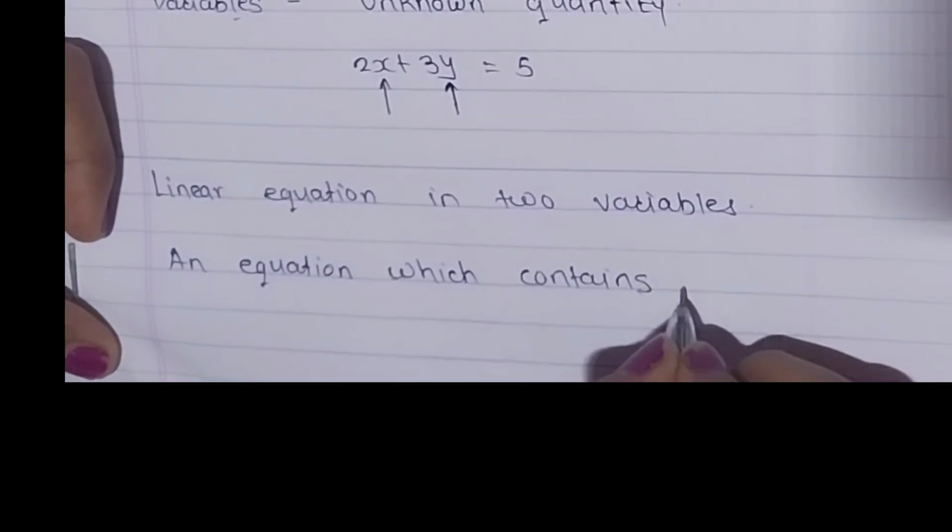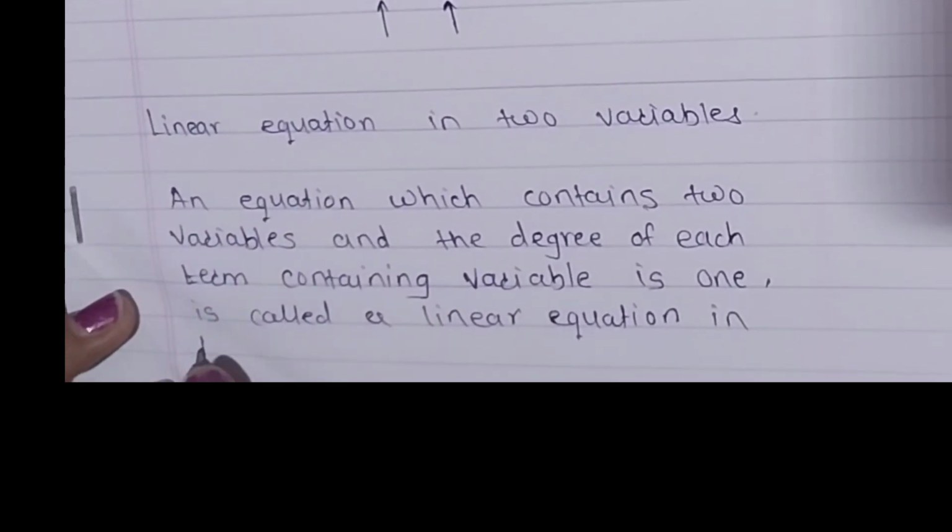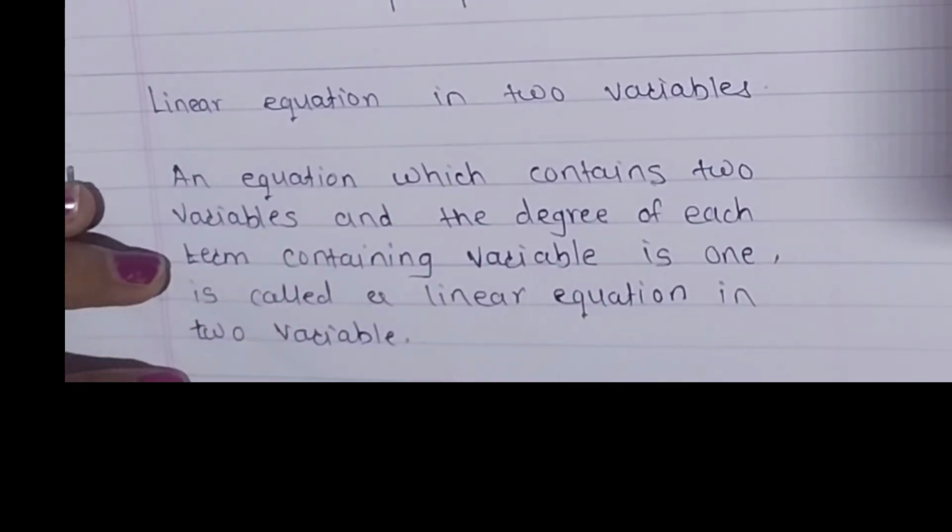Now what is a linear equation in two variables? An equation which contains two variables, and the degree of each term containing a variable is 1, is called a linear equation in two variables. So whatever the equation, if it contains two variables like x and y, and the degree of each term is 1, it is called a linear equation.